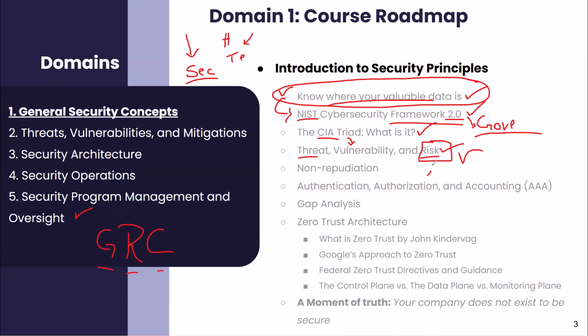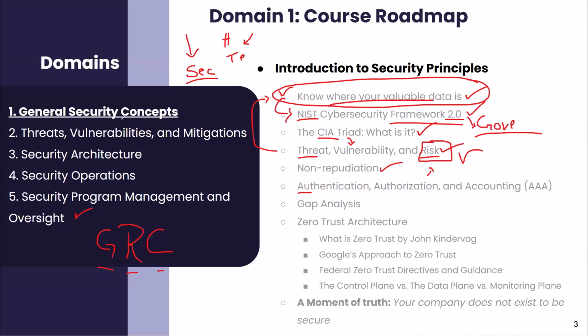That's all we do day in and day out. And then it's kind of interesting there, as we're going to tie that back to that first thing that we're going to talk about: knowing where your valuable data is. We're going to talk about non-repudiation because it's going to be on that exam. Then talk about the AAA, that's the authentication, authorization, and accounting, without forgetting the I, the identification part side of things.